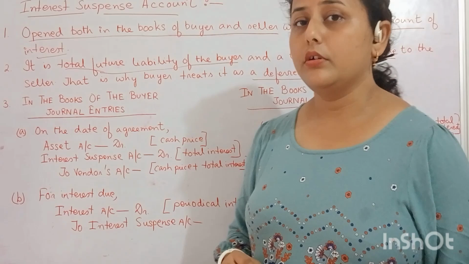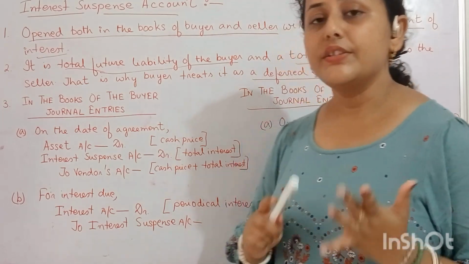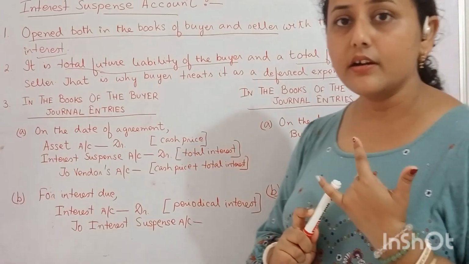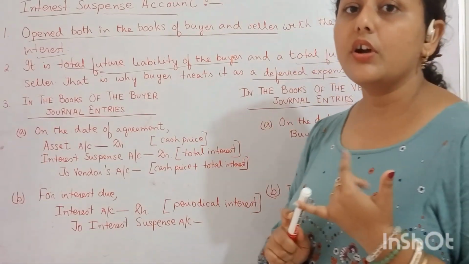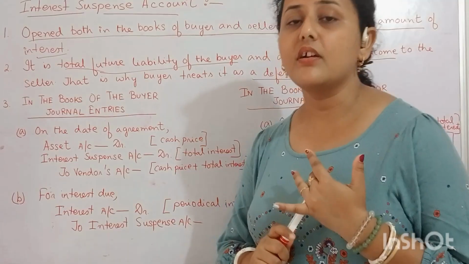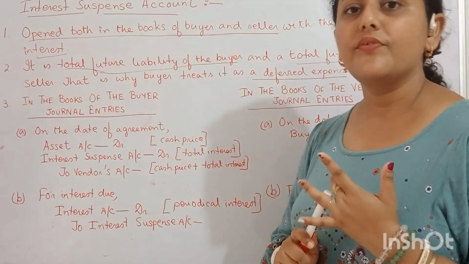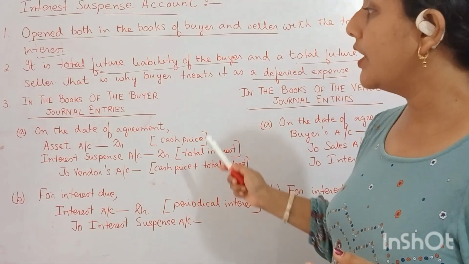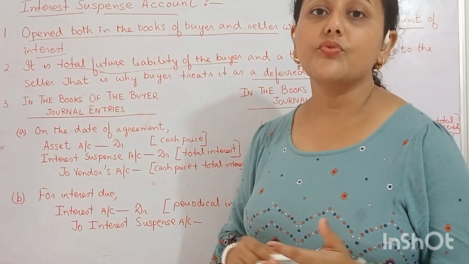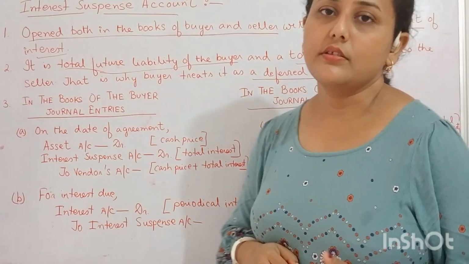And what are the accounts to be opened in the books of buyer? Ledger accounts. It is vendor account, asset account, interest account, depreciation account, interest suspense account. Then sixthly, it is statement of profit and loss account. These are the 6 ledger accounts which you have to open in the books of the buyer under installment system.